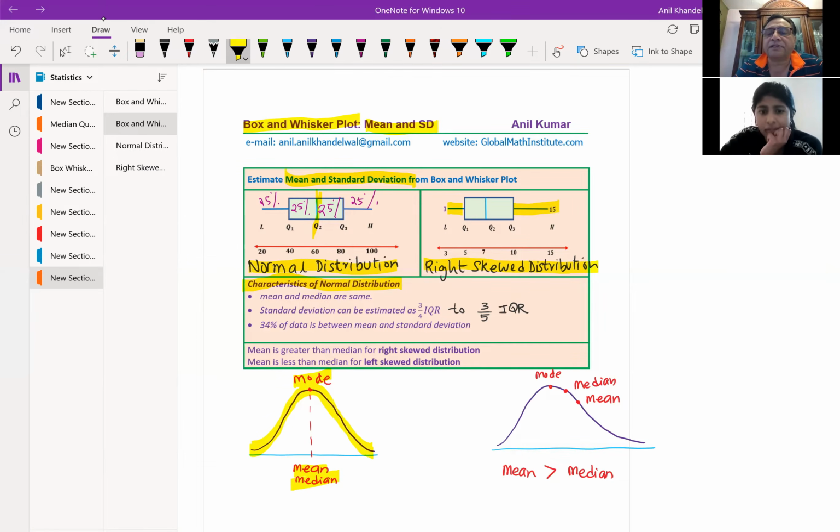Clearly, in this type of data, the mode will be somewhere on the left side of the median and the mean will be on the right side of the median, since there are a lot of data with higher values.